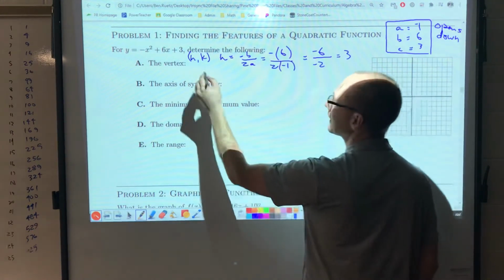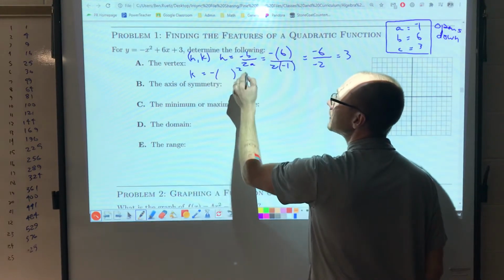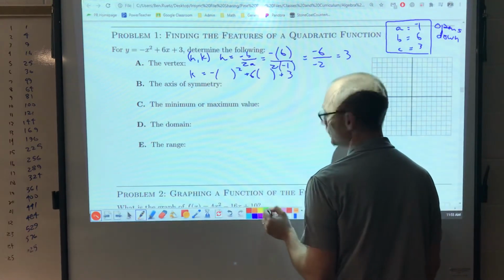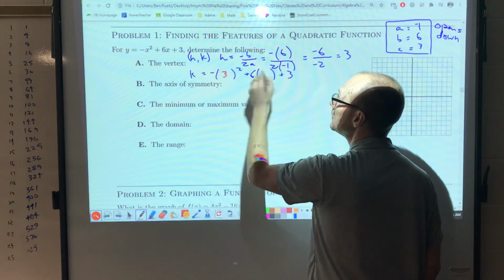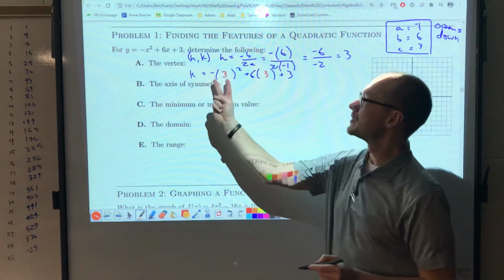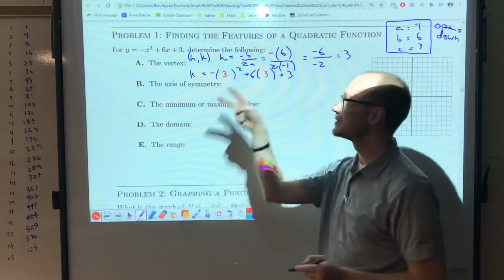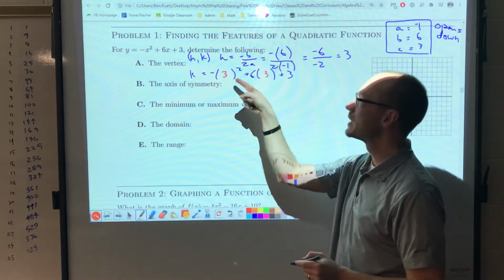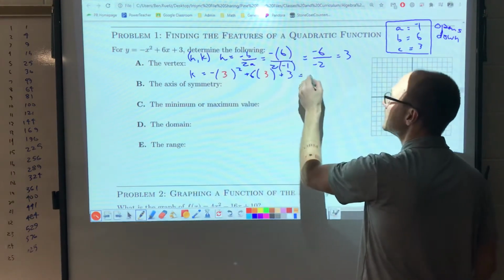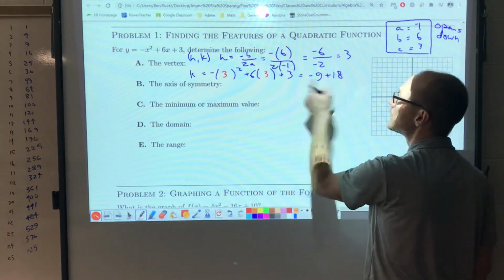Now I figure out what k is, and k is what you get when you put h, 3, back into the function and evaluate it. Careful with this. This is not a -3 squared. It's a 3 squared made negative. Order of operations says you've got to do those exponents first. So this is 3 squared is 9 with a negative, so this makes -9. 6 times 3 is 18, plus 3.